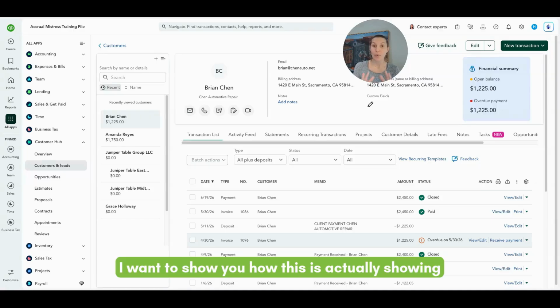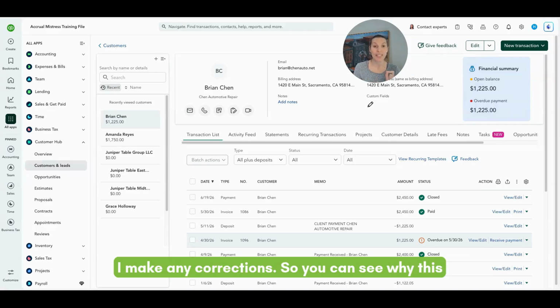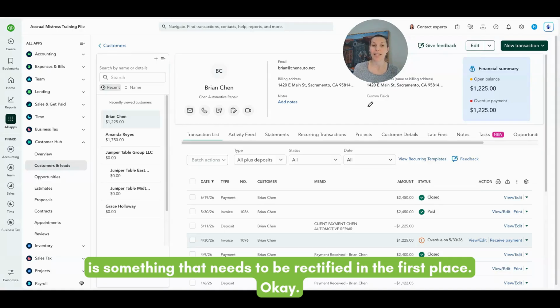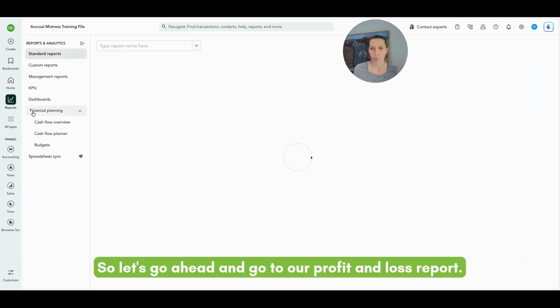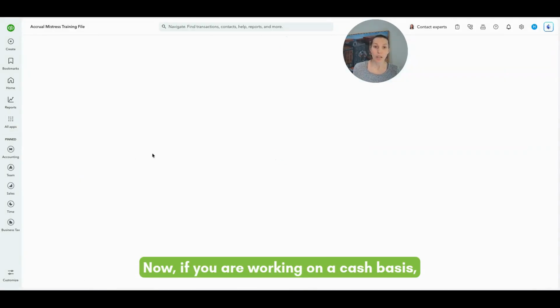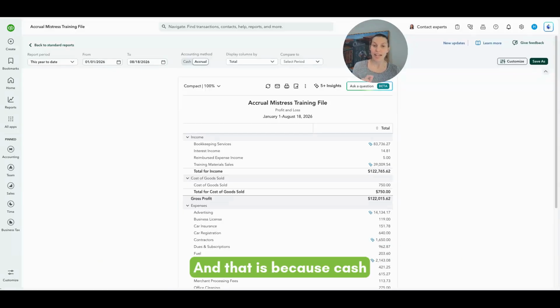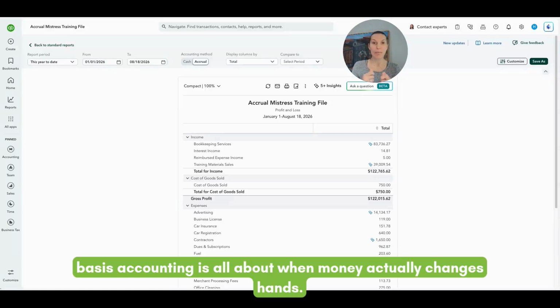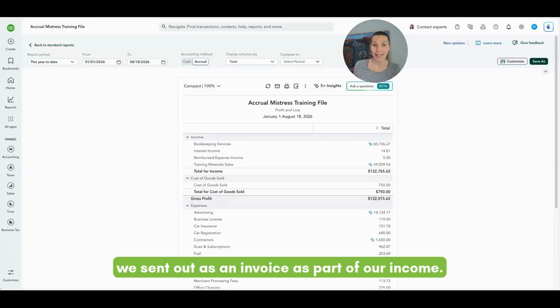Well, a couple of things here. I want to show you how this is actually showing up on our profit and loss and balance sheet report before I make any corrections, so you can see why this is something that needs to be rectified in the first place. Okay, so let's go ahead and go to our profit and loss report. Now, if you are working on a cash basis, at this point, your income is actually not duplicated. And that is because cash basis accounting is all about when money actually changes hands. So it's not showing what we sent out as an invoice as part of our income.